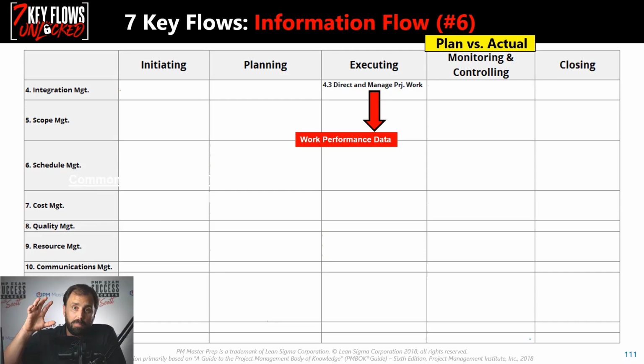Now, as we go down here, I want to talk about what's happening. We are in plan versus actual land, right? That's monitoring and controlling. So what feeds into it? Now we know direct and managed project work, that's where we produce all our deliverables. But more importantly, right here with the information flow, we're producing data, facts, details related to it.